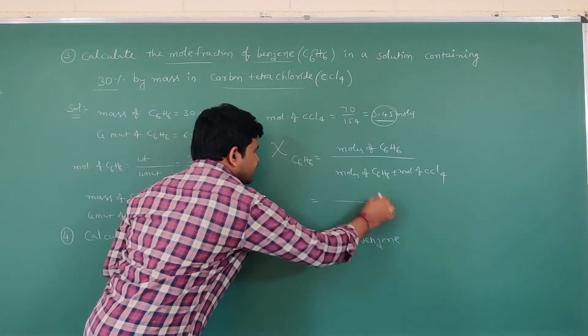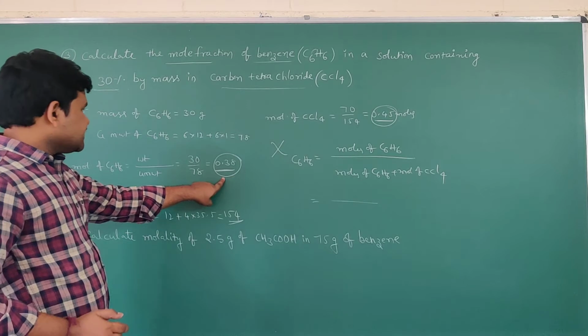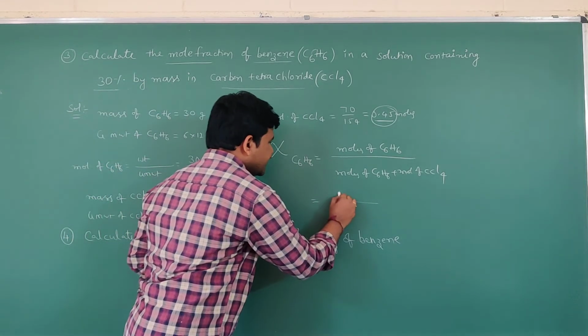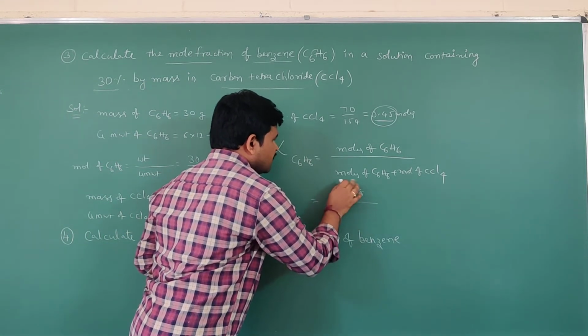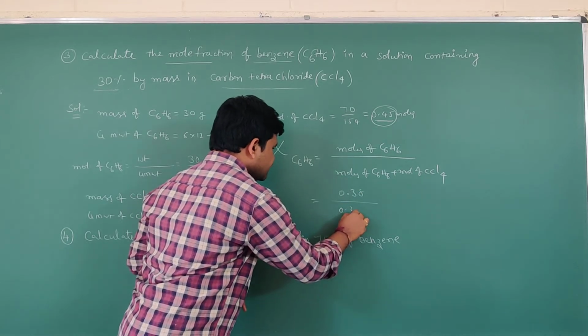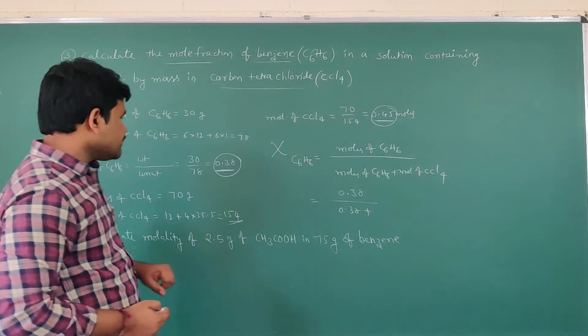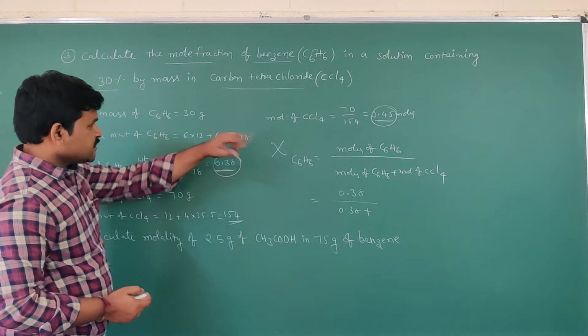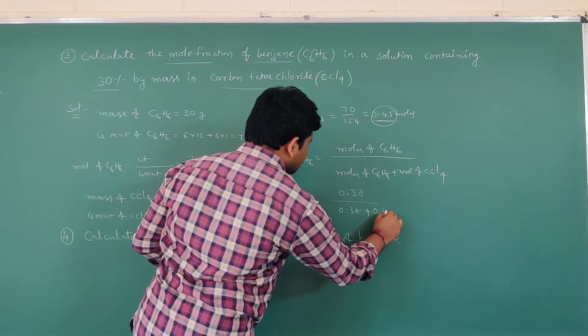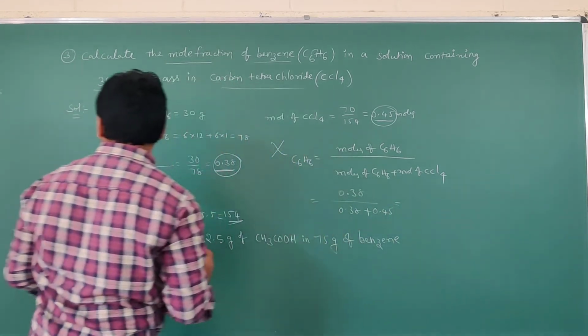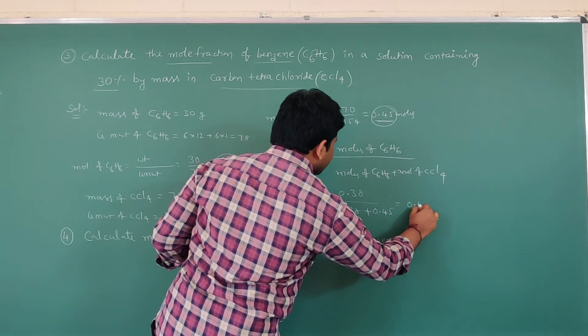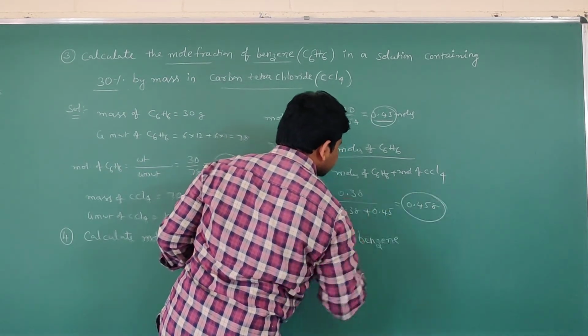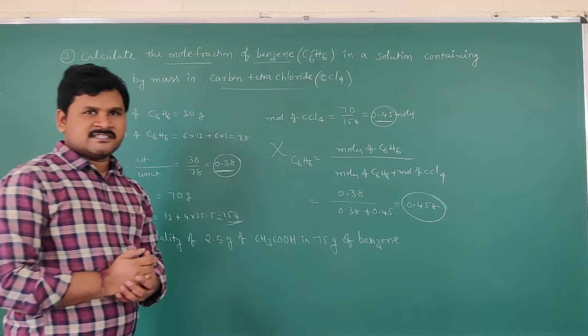According to the given question, how many moles of benzene we got? 0.38. So 0.38 plus how many moles of CCl4? 0.45. So by simplifying this, you will get 0.458. So this is the mole fraction of benzene.